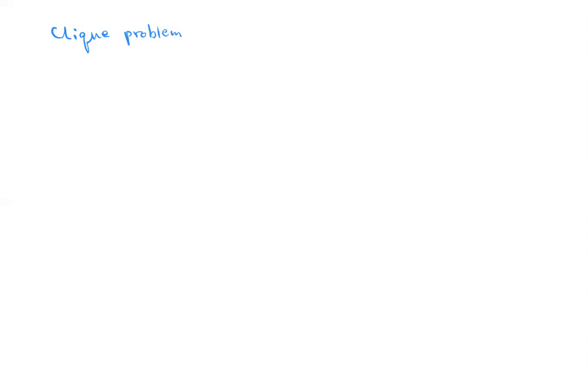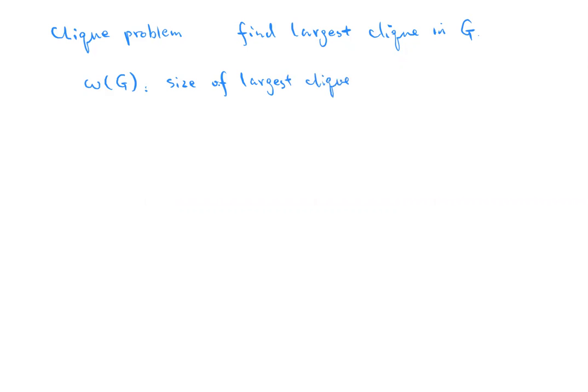We want to find the largest clique, that is, the largest number of vertices that form a complete graph. For a graph, there's one number called the clique number, denoted by omega of G. That's the size of the largest clique. Let's see how we can compute omega of G. That's the optimal value we want to compute.